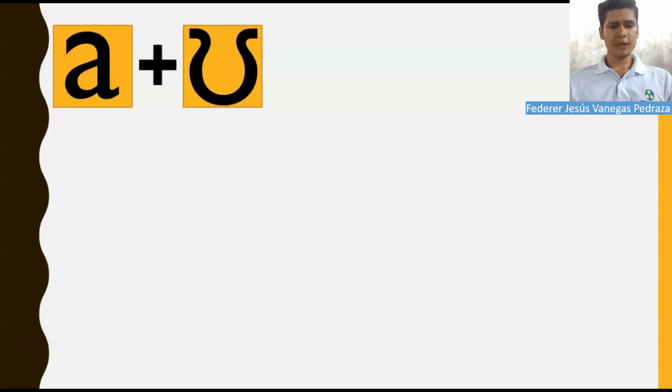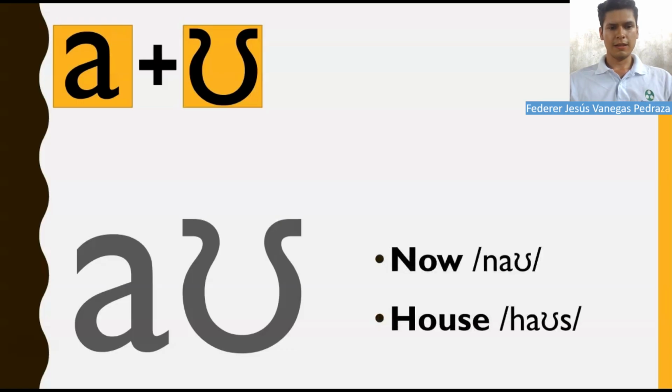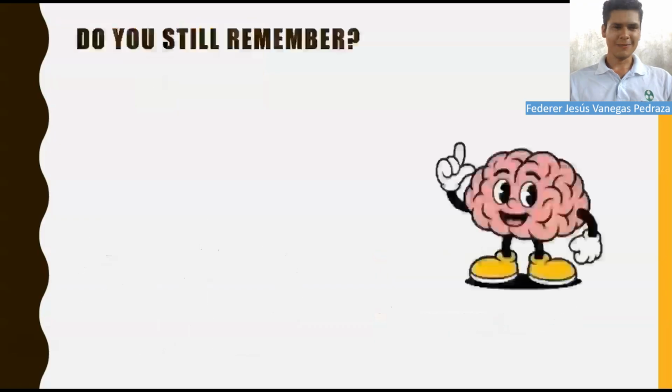And finally, if you start with the sound A and glide to the sound U, you get the diphthong ow. You can find it in now and house. It is really easy, isn't it?